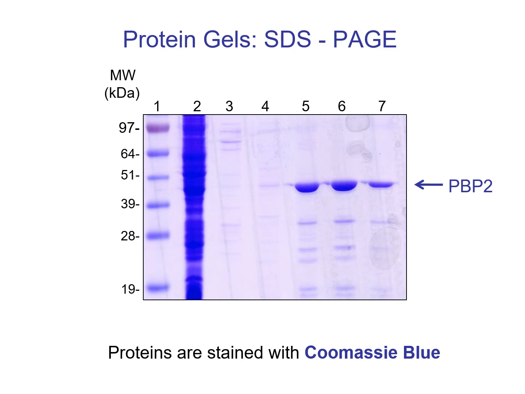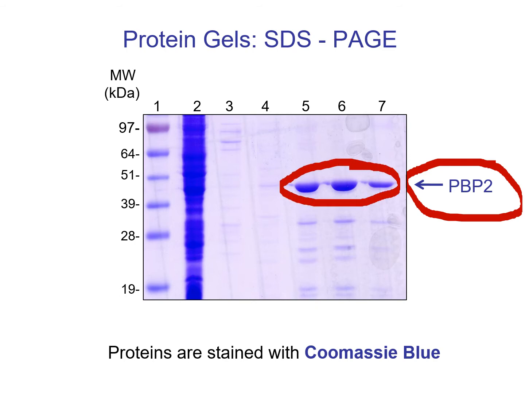We can also have protein gels. So this is a different technology, but this actually is one of my research gels. I'm looking at a protein called penicillin binding protein 2, and you can see that I've purified it. Not perfectly pure, but you can see I have it there in large quantities, and I'm analyzing it on this particular gel electrophoresis apparatus.